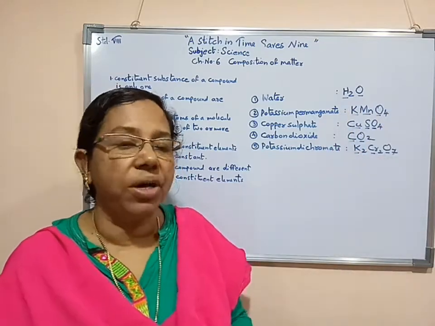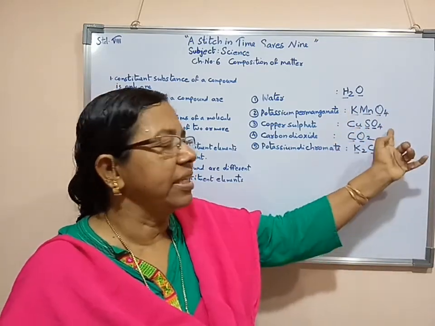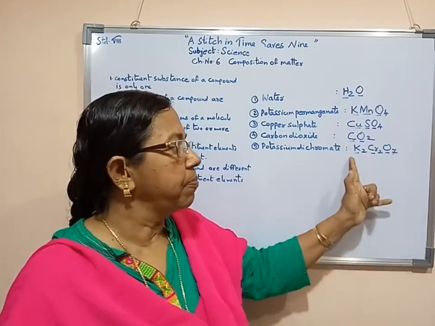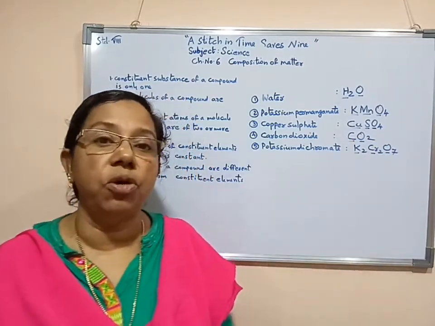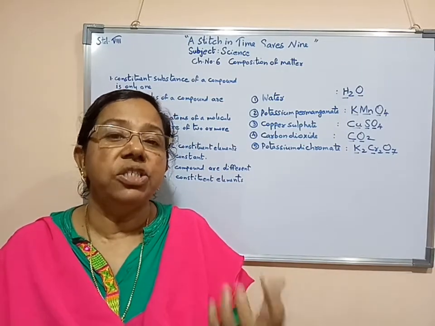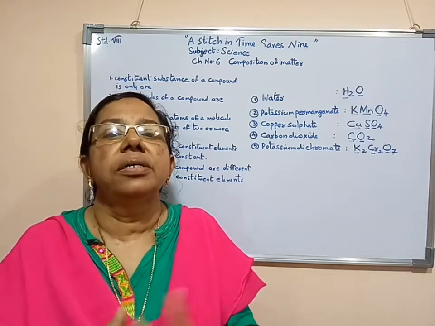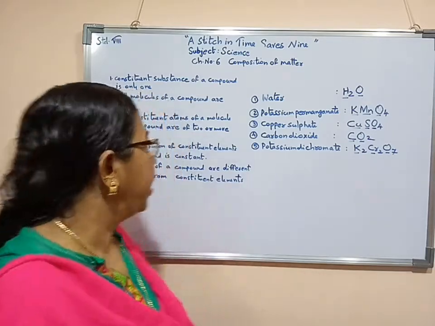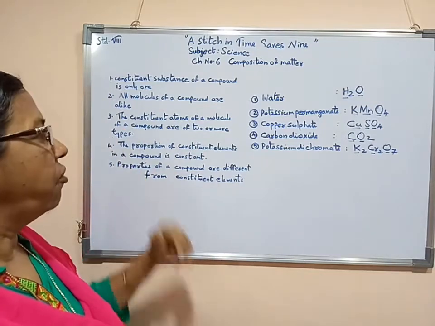KMnO4 is the molecule of a compound. Copper sulfate is the molecule of a compound. Carbon dioxide is the molecule of a compound. Now here, potassium dichromate is the molecule of a compound. These molecules are all formed by joining two or more atoms of different elements. Now we are studying the fourth point.